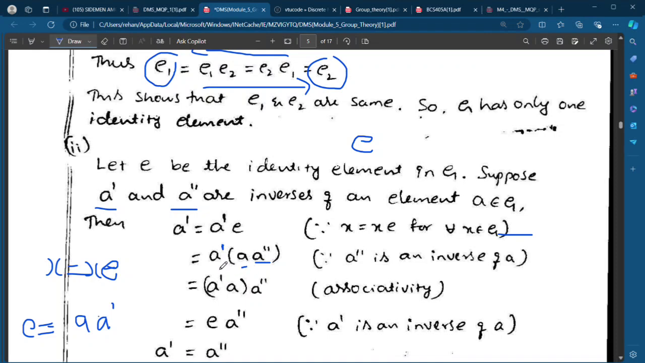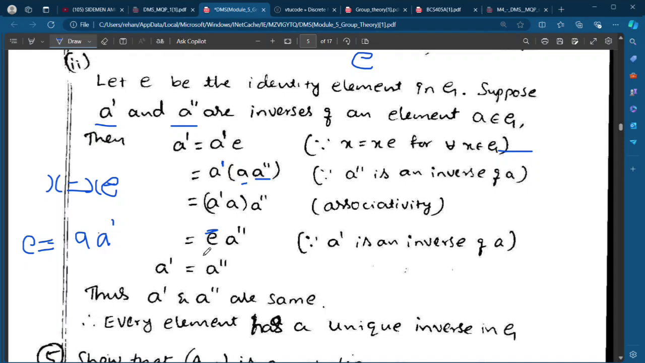Now I have A dash here and here. From the associative property, I will group A dash and A. A dash into A, since A dash is an inverse of A, is nothing but the identity element. So A dash into A will give me E. Now what I have is E into A double dash. I know that identity element into something will give me that something itself.